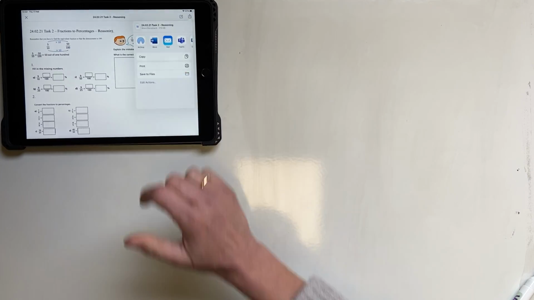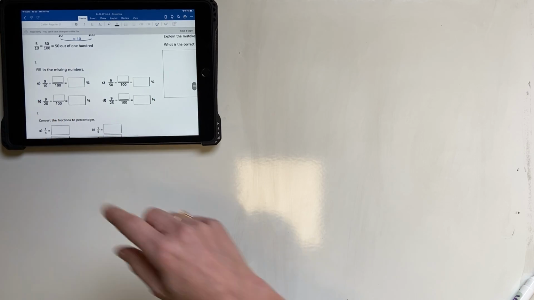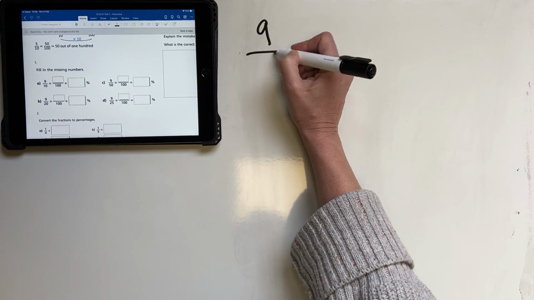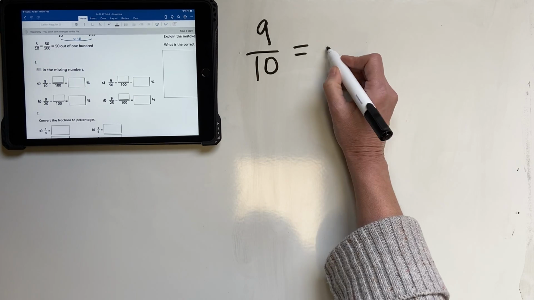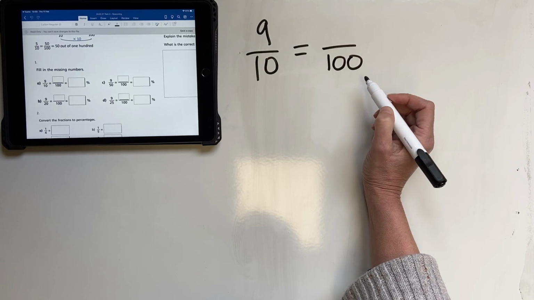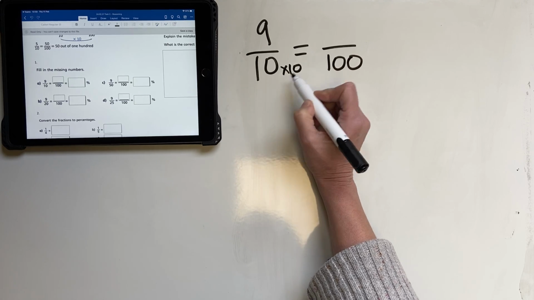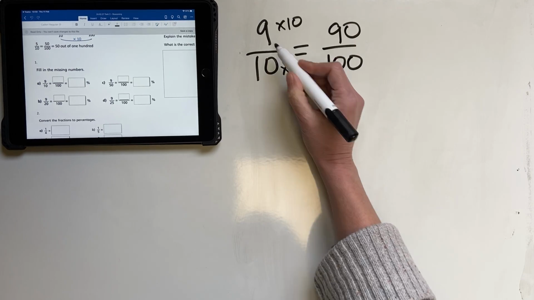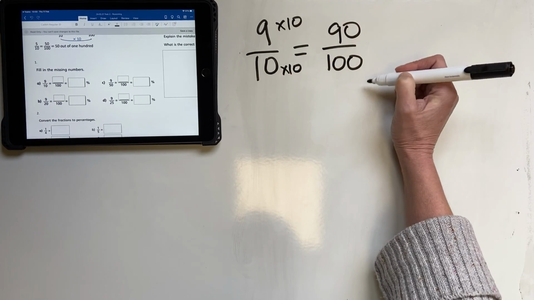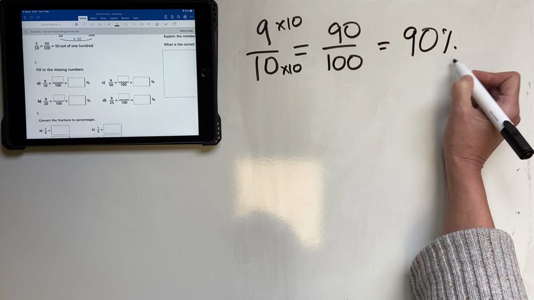Open in Word, so the boxes are all lined up correctly. So, just like we've been doing, so 9/10. 9/10, the equivalent fraction in hundredths. Well, what do you do to 10? To make it 100, you times it by 10. So because I've multiplied the denominator by 10, I have to multiply the numerator by 10. So 9 times 10 is 90. So 9 tenths is the equivalent of 90 hundredths. So the percentage is 90% because it's 90 out of 100.